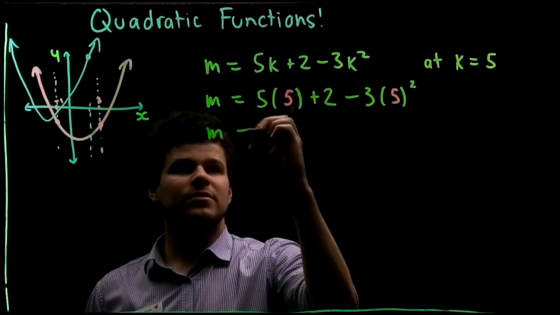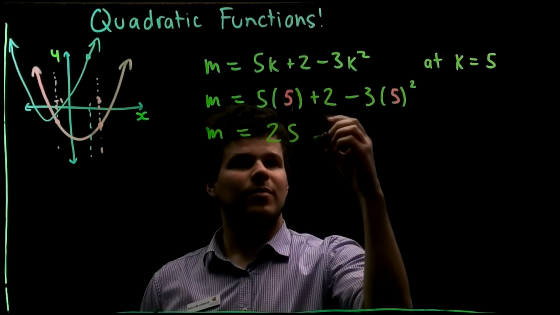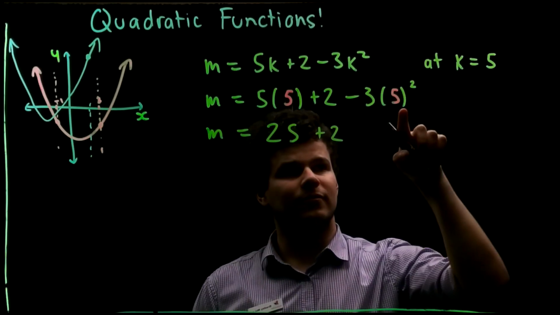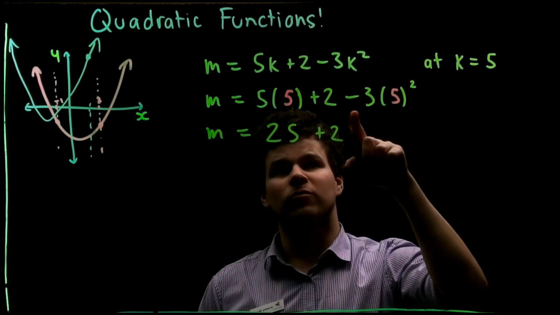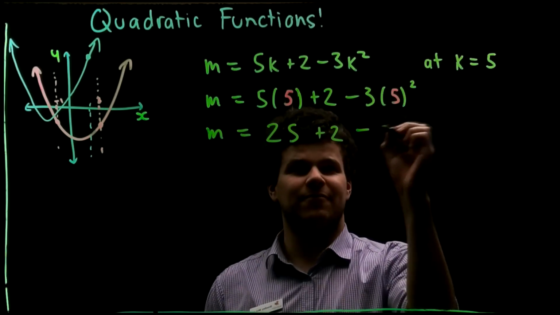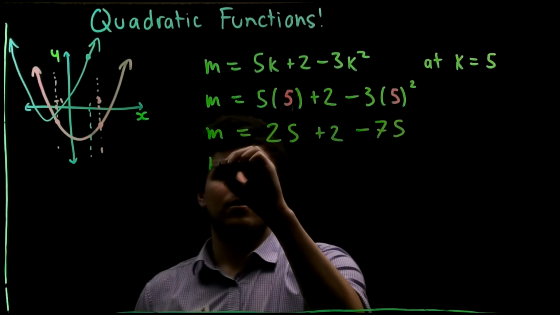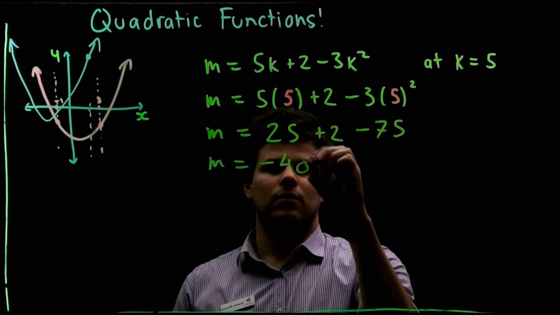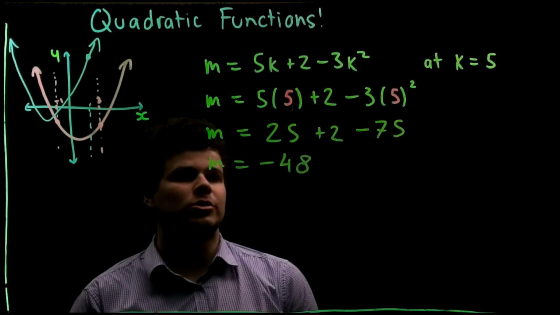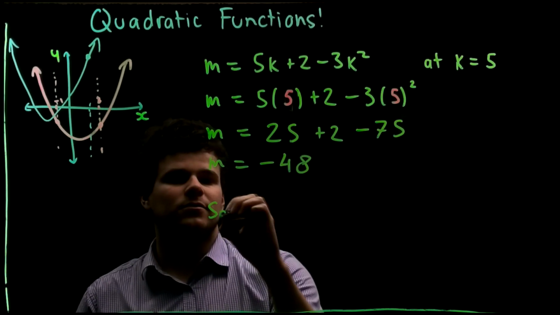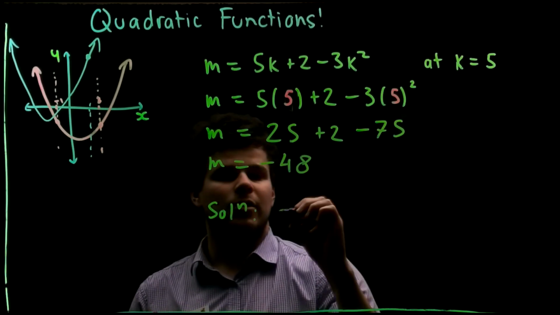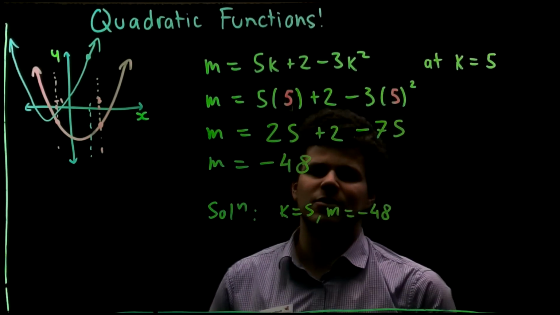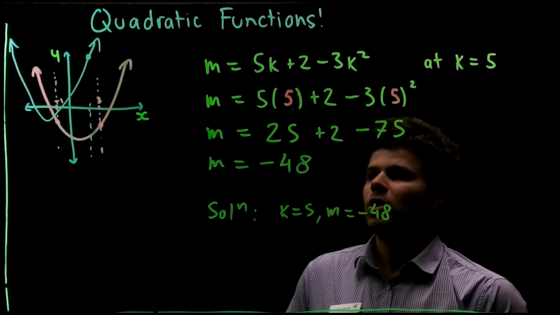Again, it's just number work from here. So 5 times 5, that's 25, plus 2. So we'll do this slowly. 5 squared is 25, but then it's multiplied by minus 3. So that's actually minus 75. So m equals 25 plus 2 minus 75. I think that's about minus 48. And we have found the solution. So you actually sit here and say, solution: k equals 5, m equals minus 48. We didn't do that for the last one, but we still found it. So that's the general idea.